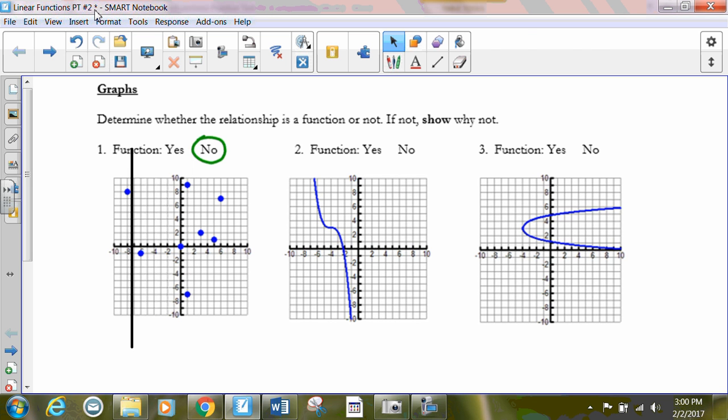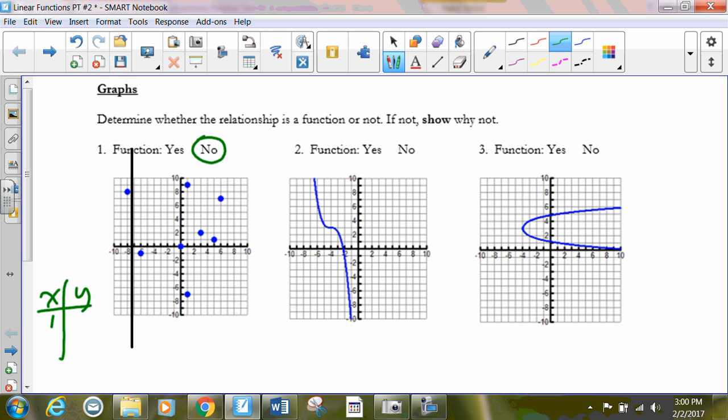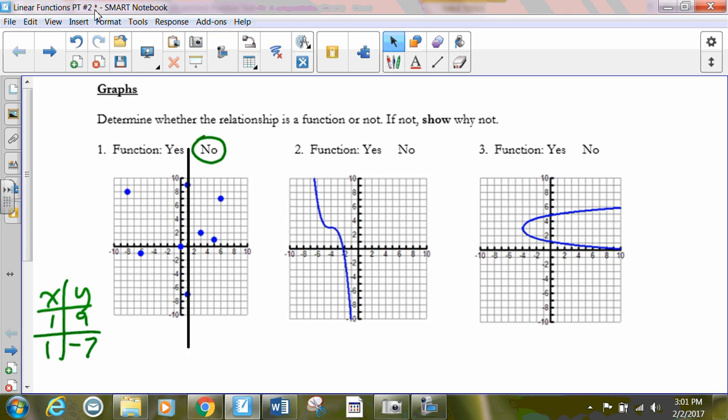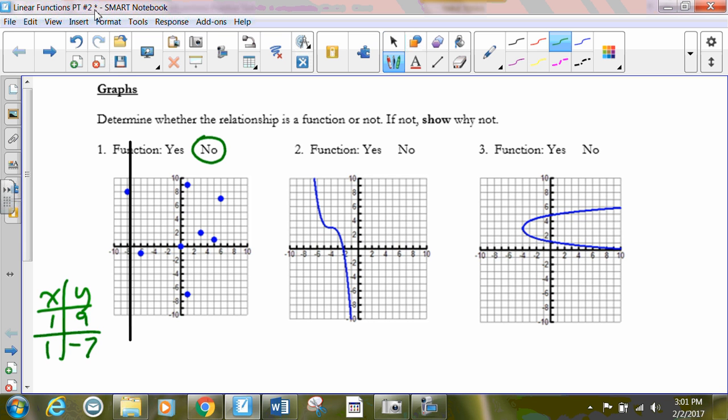Because those 2 points are saying when x is 1, y can be either 9 or y can be -7. And we can see when we put it in table form that it's definitely not a function. But the easy way with the graph is just to use the vertical line test. So see how it says, if not, show why? On the test, you would take your pencil and you would just draw a vertical line through those 2 points, and that says it all. It does not pass the vertical line test.